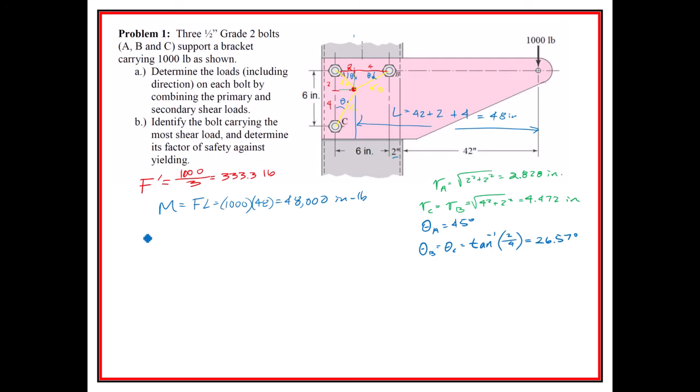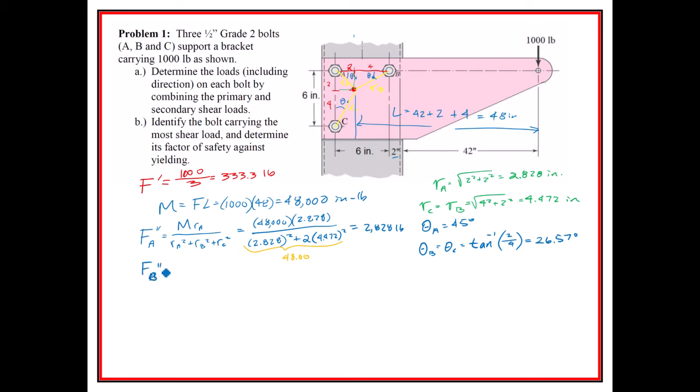And now if we want to get the secondary shear of A, that's going to be M times RA divided by RA squared plus RB squared plus RC squared. And that turns out to be 48,000 times our RA, 2.828, divided by 2.828 squared plus, and then since RC and RB are equal to each other, we only have to do this once, 4.472 squared. Oh, and by the way, if we net this bottom part right here, it's going to be 48. And this whole thing equals 2,828 pounds.